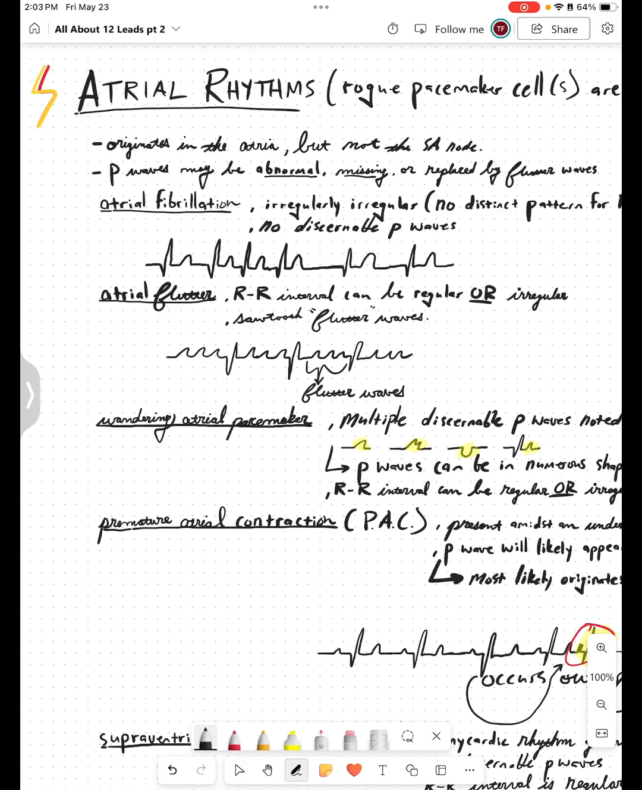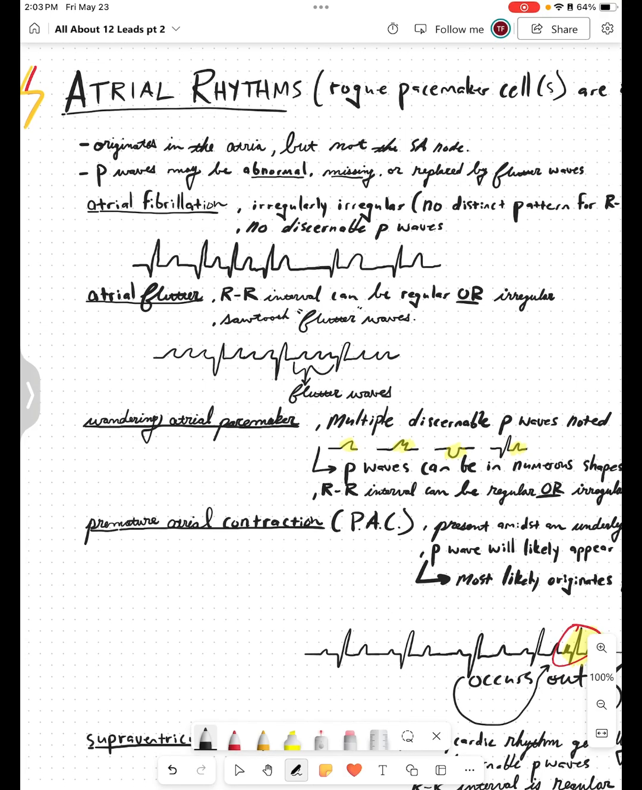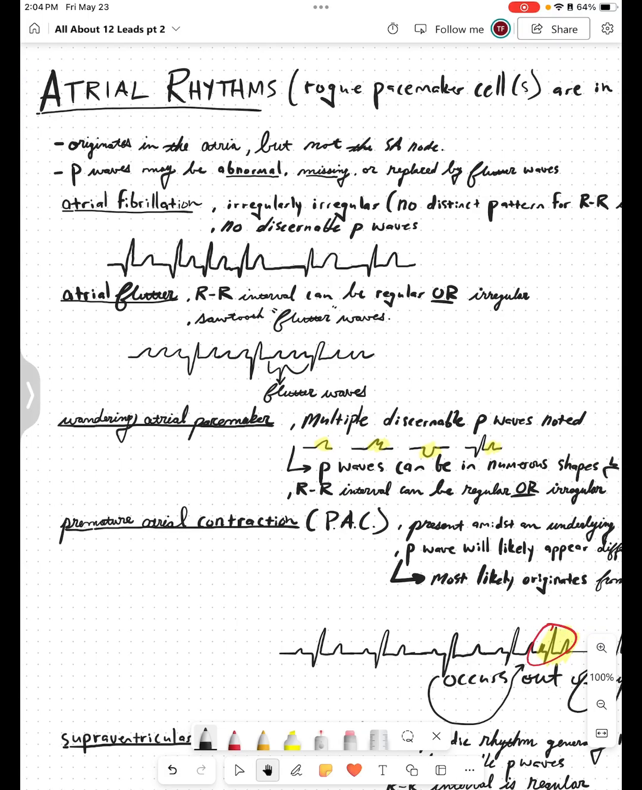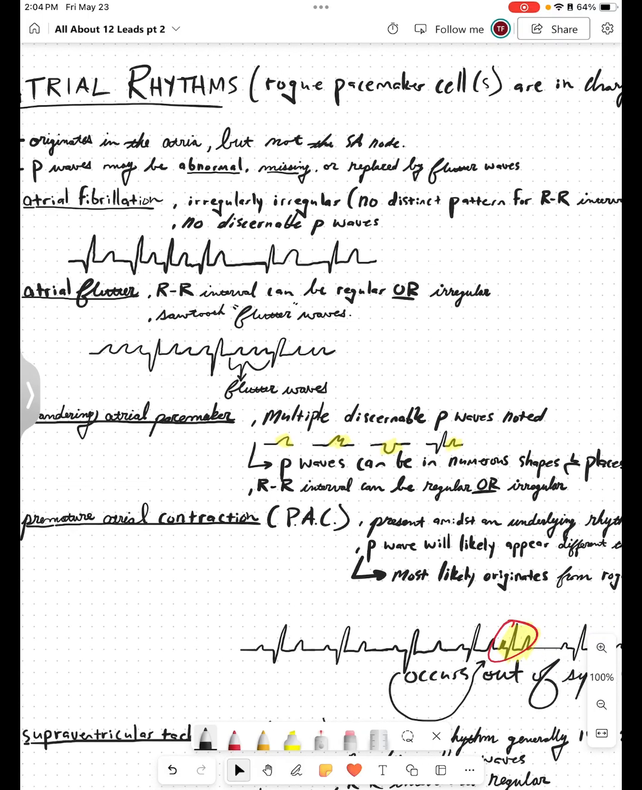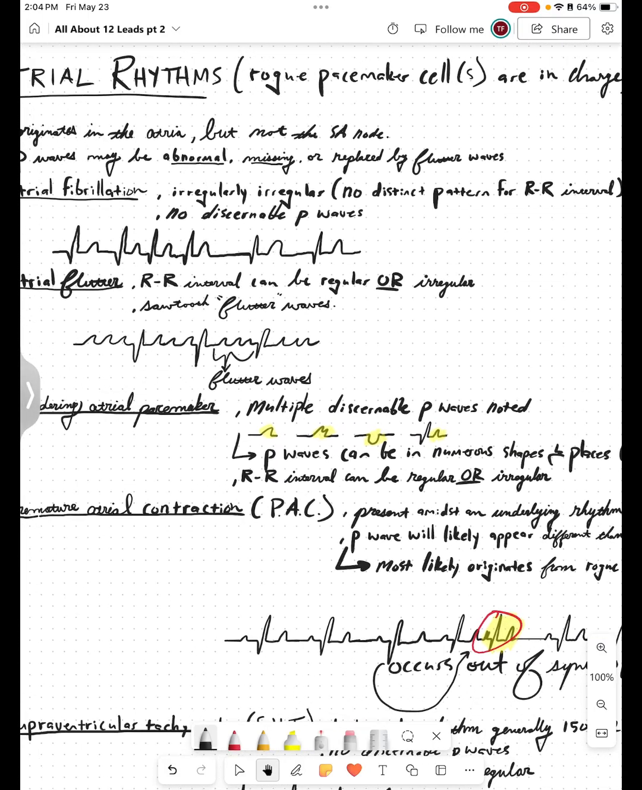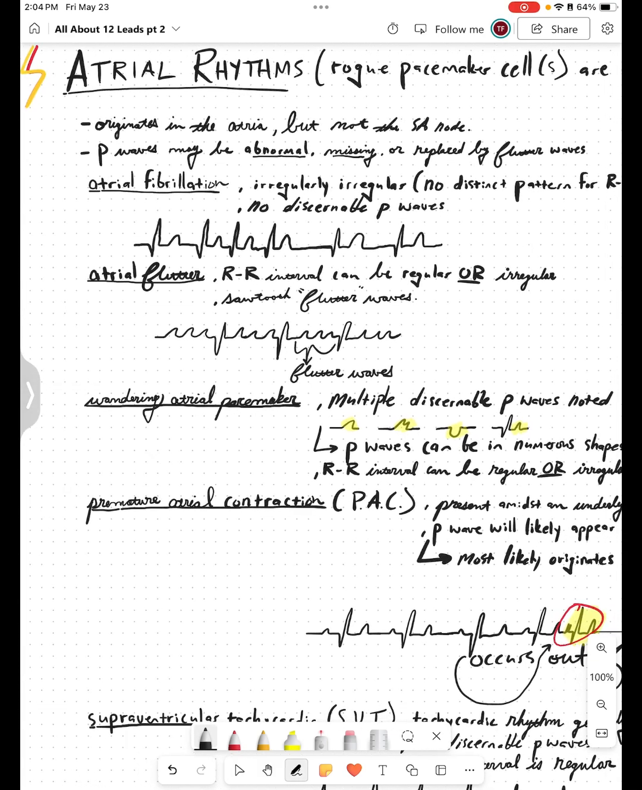Moving on down the line, let's talk atrial rhythms. Atrial rhythms are rhythms that originate in the atria, but not the SA node, and anywhere else. These are run by rogue pacemaker cells that are in charge here. So what's going on here? They originate in the atria, not the SA node, as we talked about. P waves may be abnormal, missing, or replaced by flutter waves.